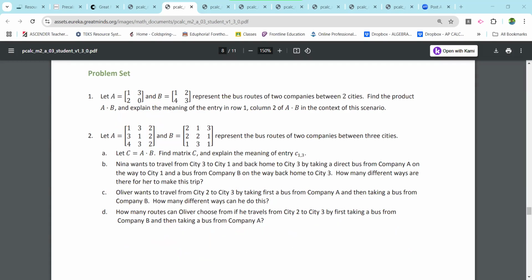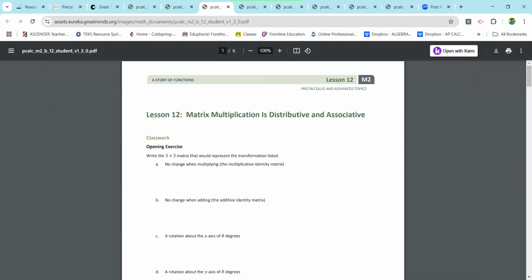But go back, highlight star, lesson 12 opening exercise. It was on the last test. It will be on this test. You need to be able to produce a matrix given a geometric effect and vice versa. I think there were like 12 or 13 or 14 of them, but they're all the different ones.